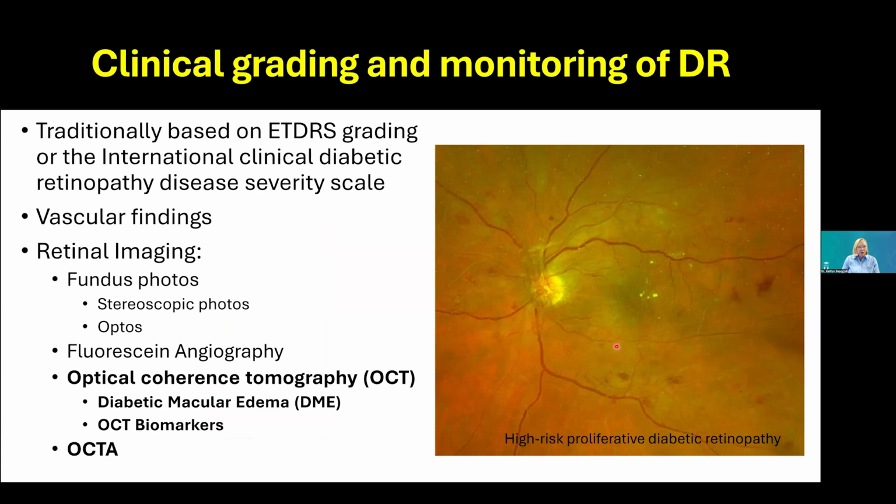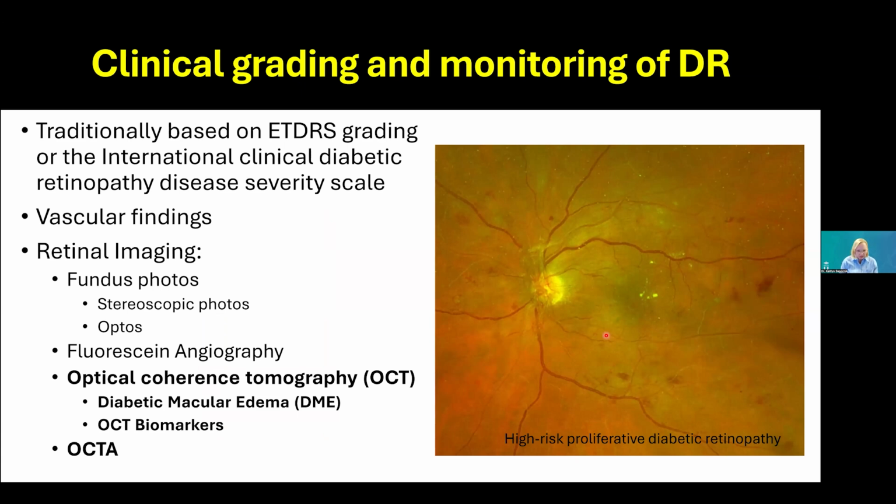Traditionally, we've been using retinal imaging modalities for an extremely long time for diabetes, right? We were using fundus photography, particularly stereoscopic fundus imaging, as well as fluorescein angiography. But we've come a long way since then.